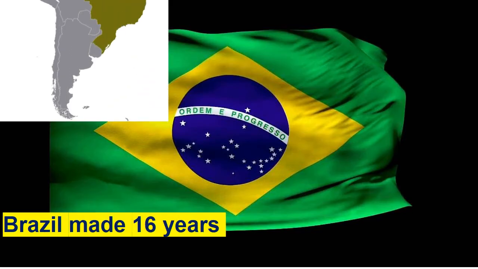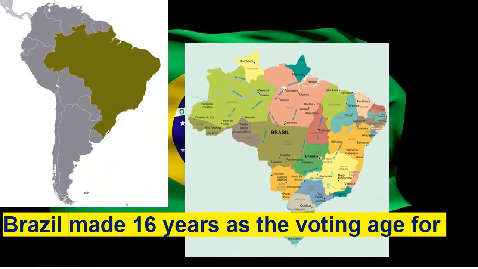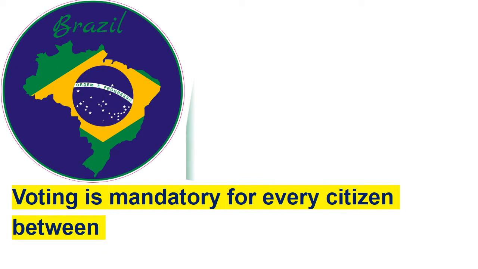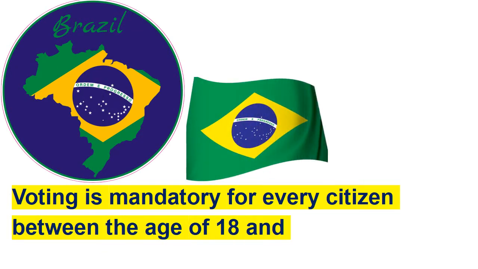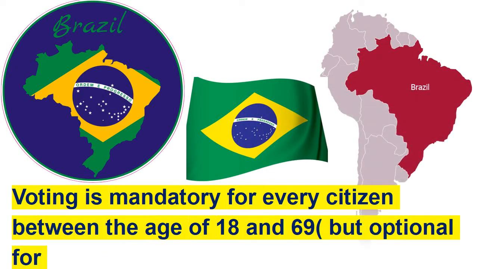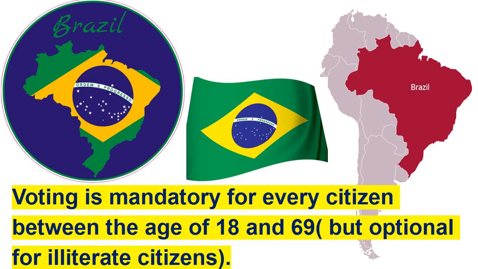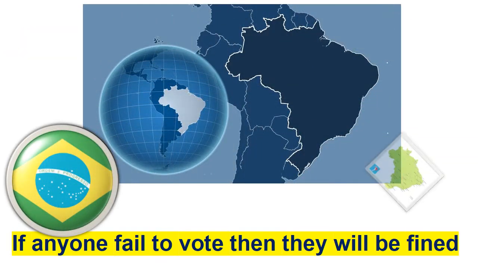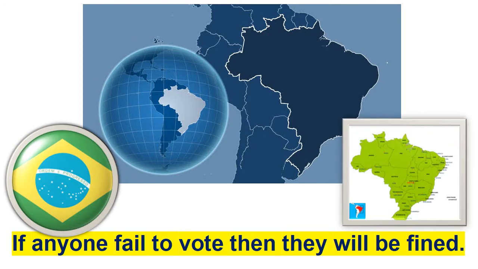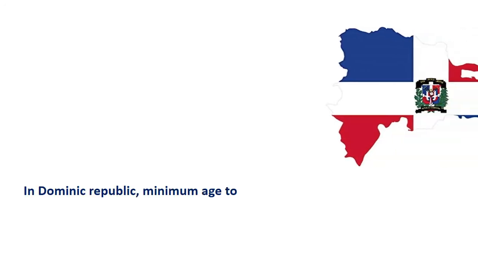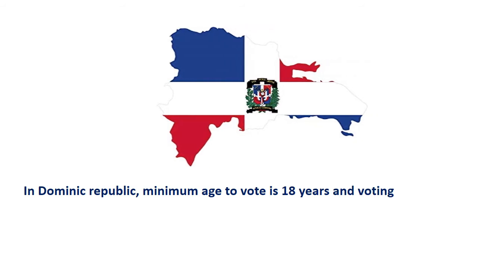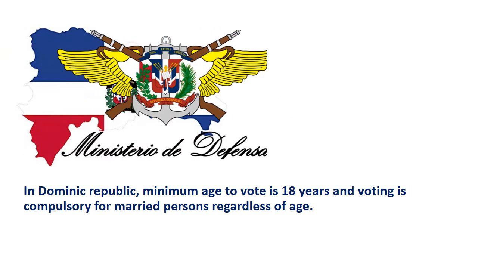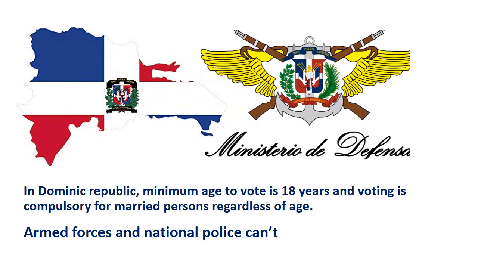Brazil made 16 years the voting age for its citizens. Voting is mandatory for every citizen between the age of 18 and 69 but optional for illiterate citizens. If anyone fails to vote, then they will be fined. In Dominican Republic, the minimum age to vote is 18 years and voting is compulsory for married persons regardless of age. Armed forces and national police can't vote.